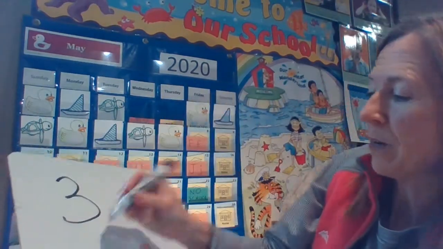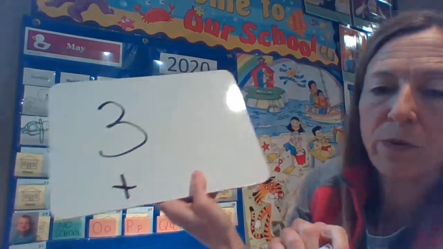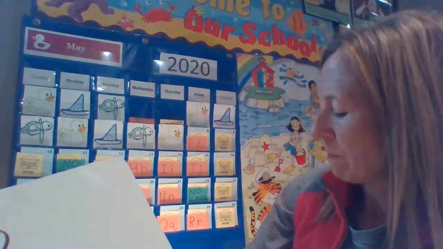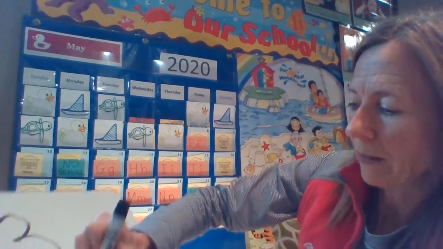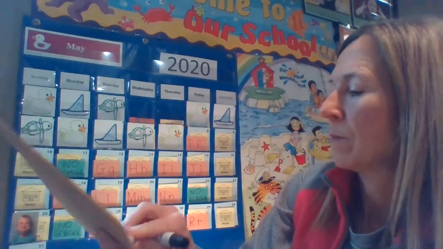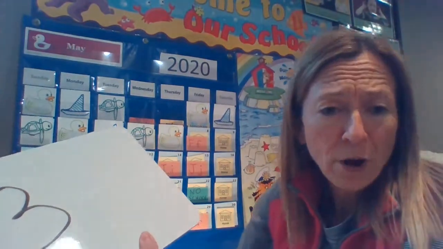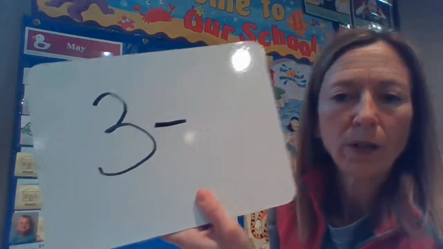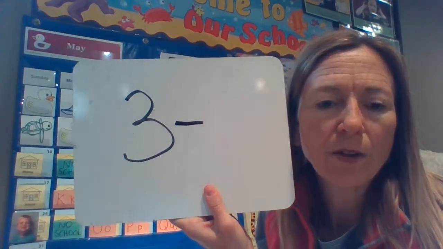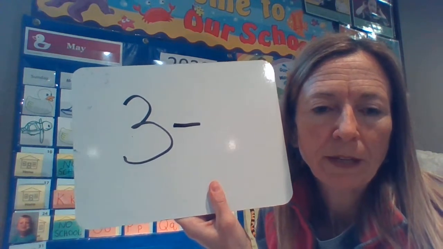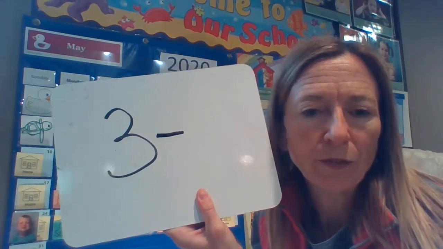We already know this sign. Does anyone remember what it's called? Plus sign. That's when we're adding things together. Does anybody remember what this sign is called? Yep, it's called an equals sign. That means how many all together? Today we're going to learn about a sign that looks like this. It's just a little horizontal line, and it's called a takeaway sign or a minus sign. This is what we use when we take things away.